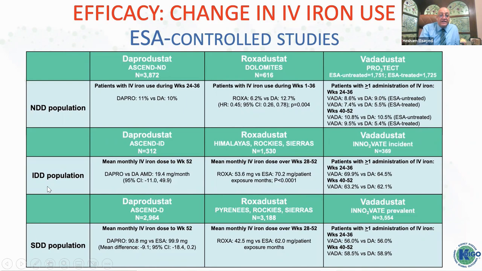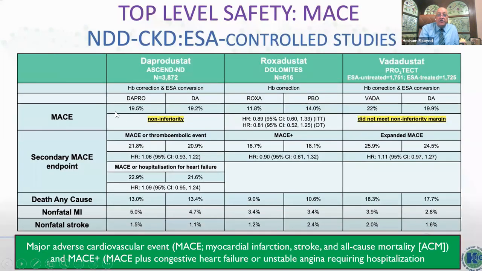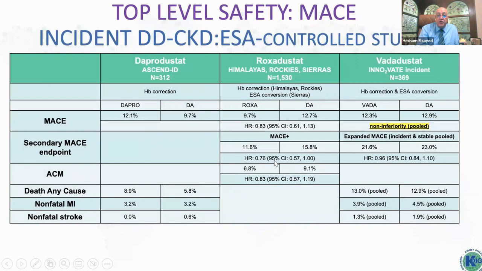In the stable dialysis dependent population and in the incident dialysis dependent population, again, darbepoetin and erythropoietin alpha and beta are equivalent in that. So they are non-inferior to the current ESA erythropoietin treatment, and the major adverse cardiovascular events and MACE plus, like heart failure, are equivalent and not inferior to others, with the hazard ratio usually in the same range between them.